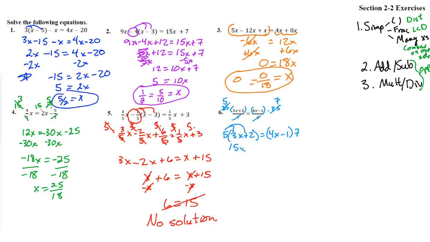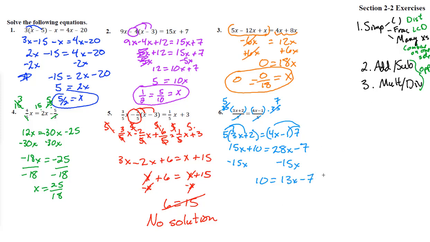So you get 15x plus 10 equals 28x minus 7. Oh, good. Now look, we've got rid of the parentheses and the fractions. Now there are many x's. So we've got to get rid of one of them. Let's subtract 15x. Subtract 15x. We have 10 equals 13x minus 7.